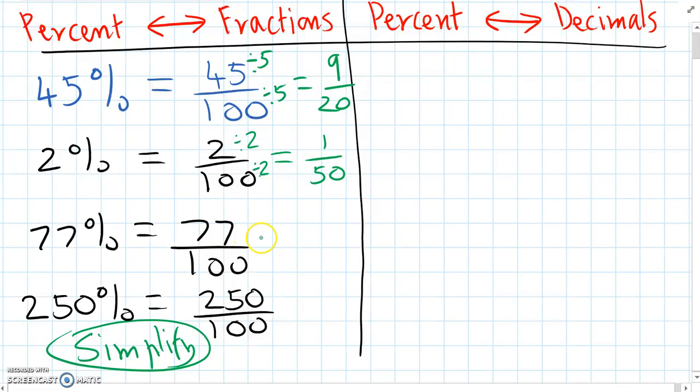77, that's a prime number. No, we can divide by 11. But 100 we can't divide by 11. And we can't divide 100 by 7 either, so that's as simple as we can go. 250 and 100, we can divide by 10, firstly. That gets to 25 over 10. And then we can divide by 5 for each. So 5 over 2 is the same as 250%.